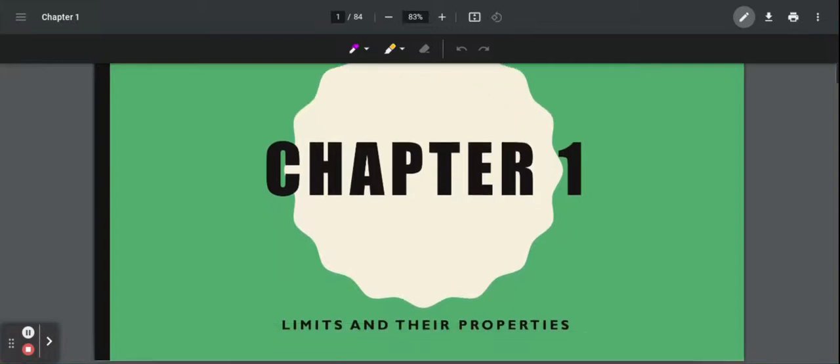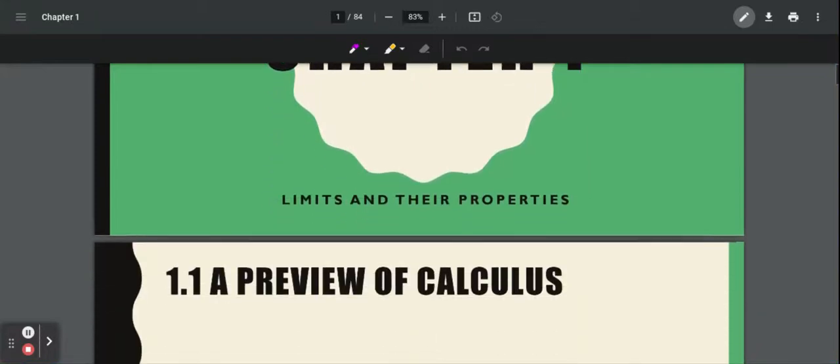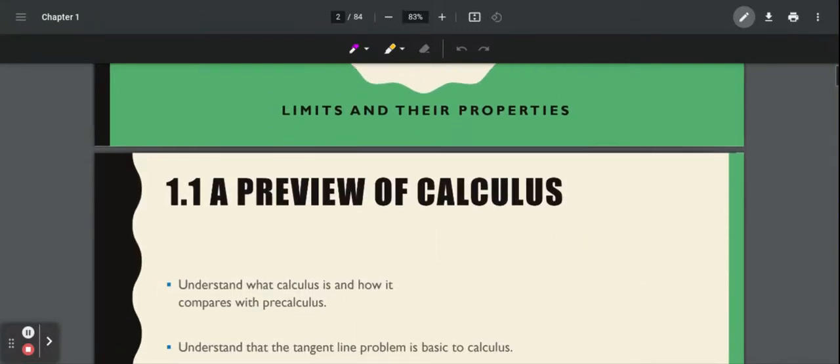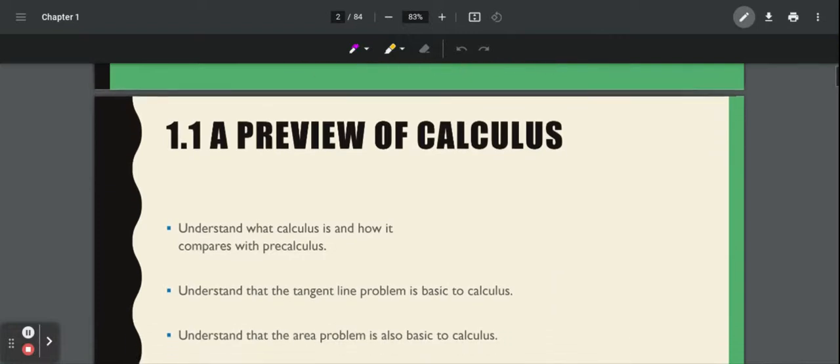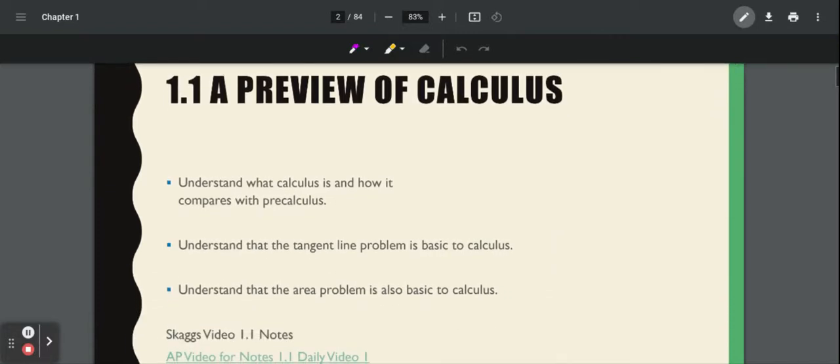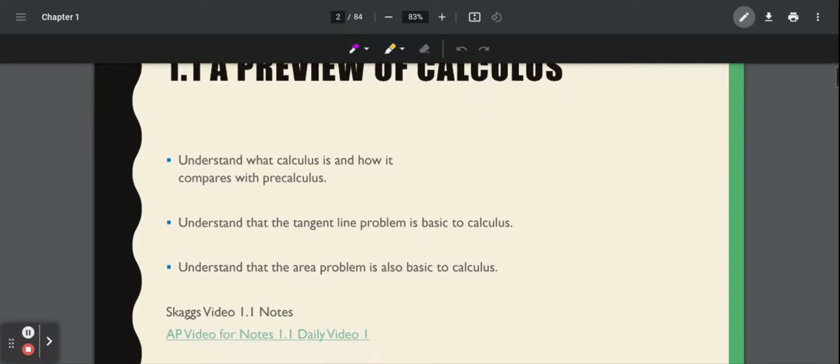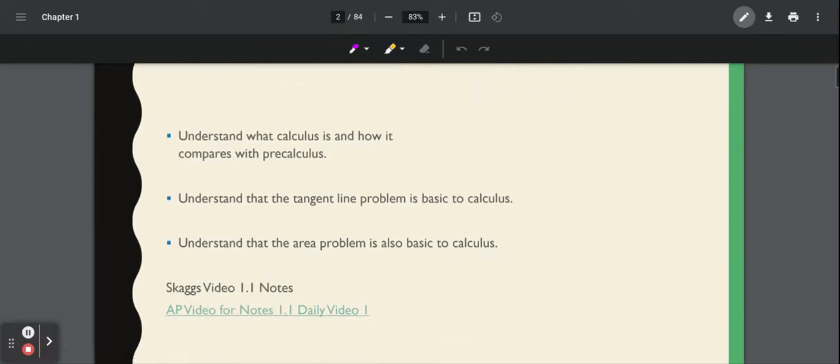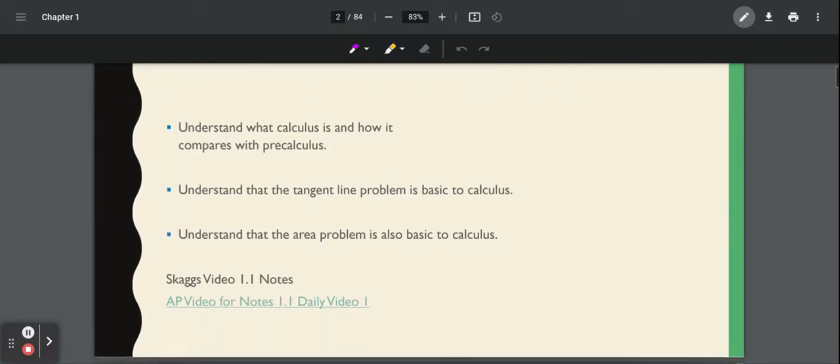All right, so we're going to start chapter one, which is limits and their properties. And this first section is really just a preview of calculus. So we're going to get into limits a little bit, but it's really more of an idea of what is calculus and how we're going to use it.